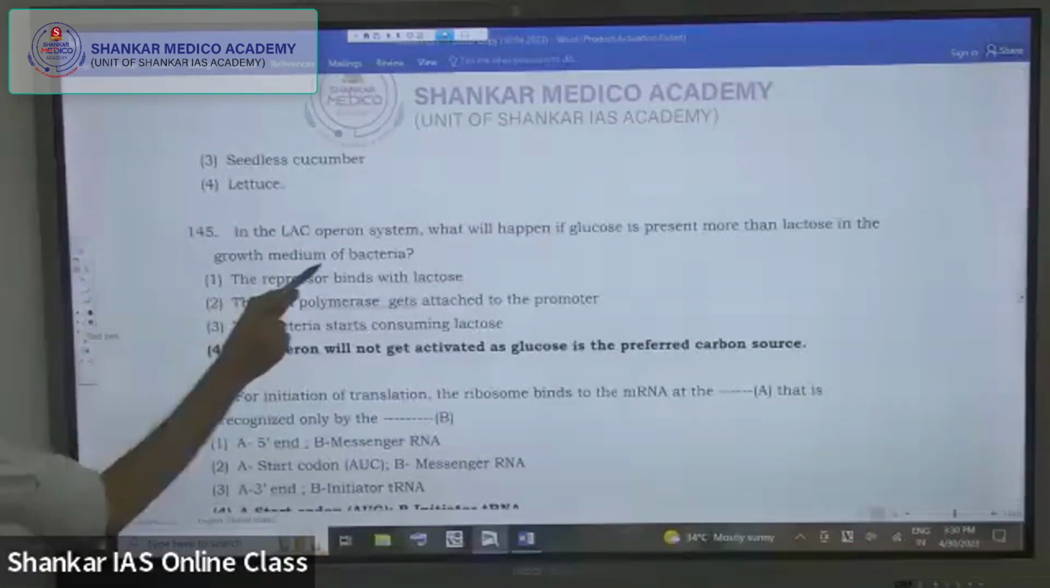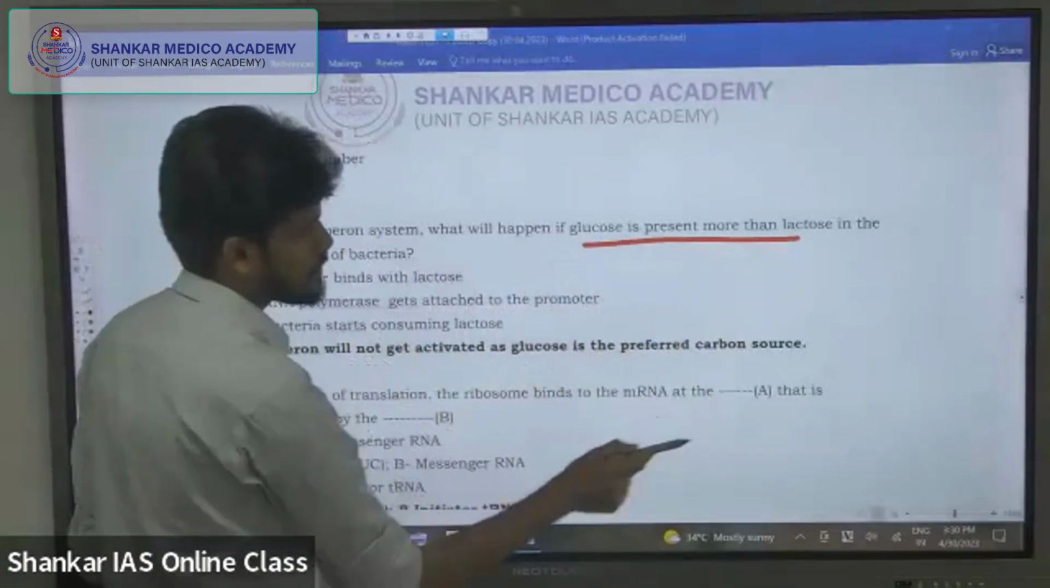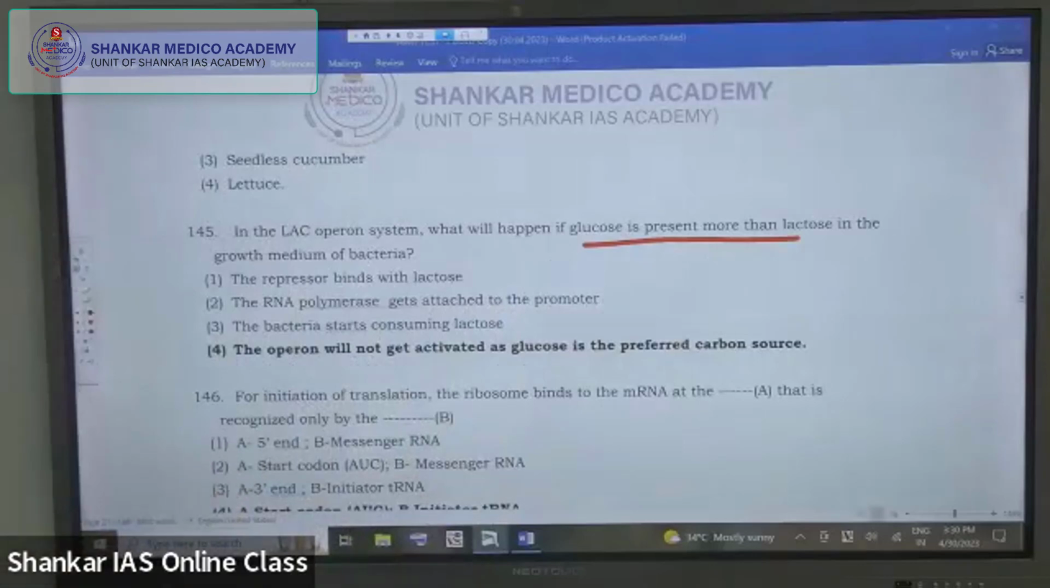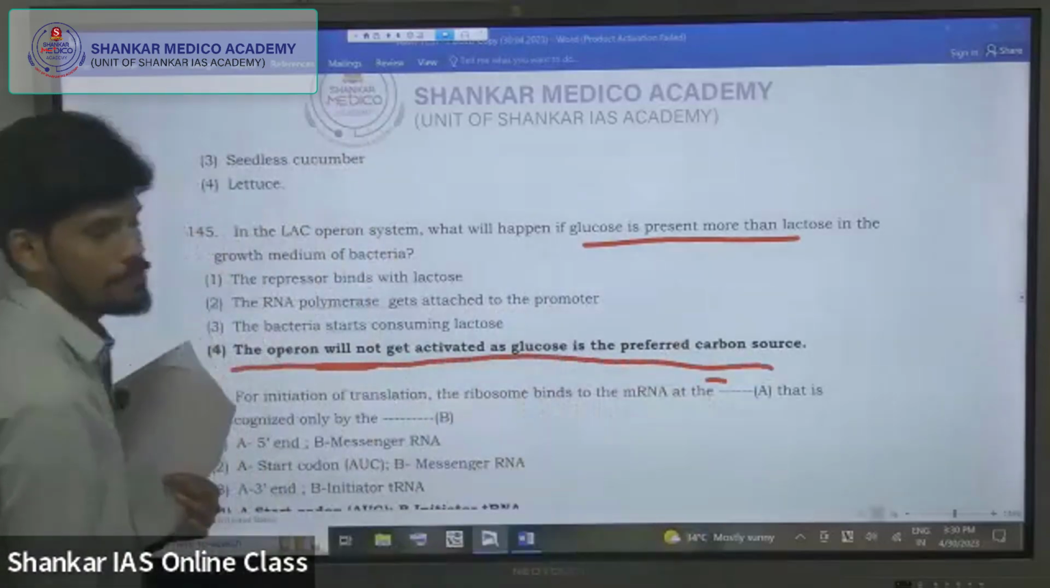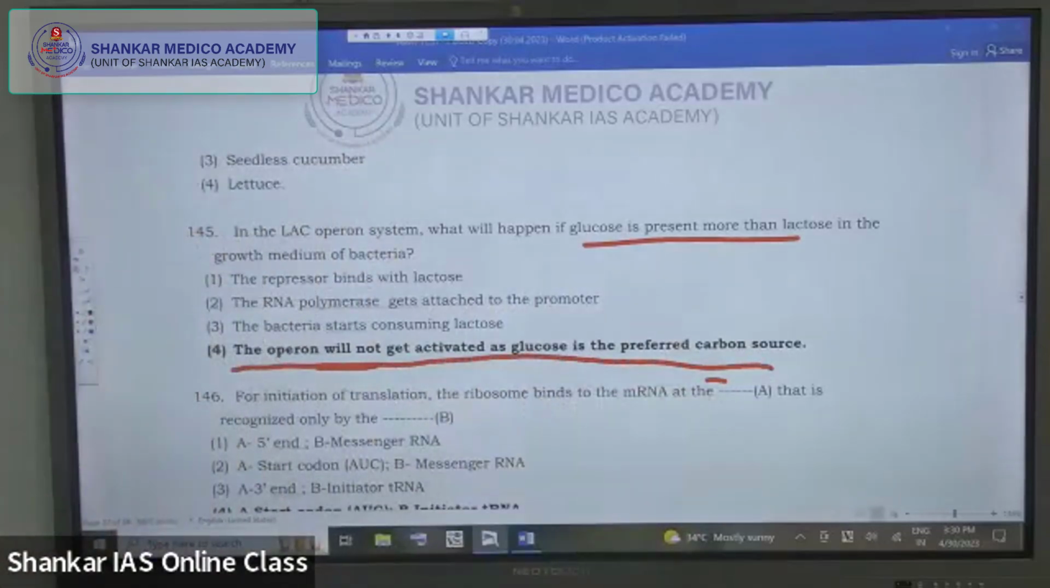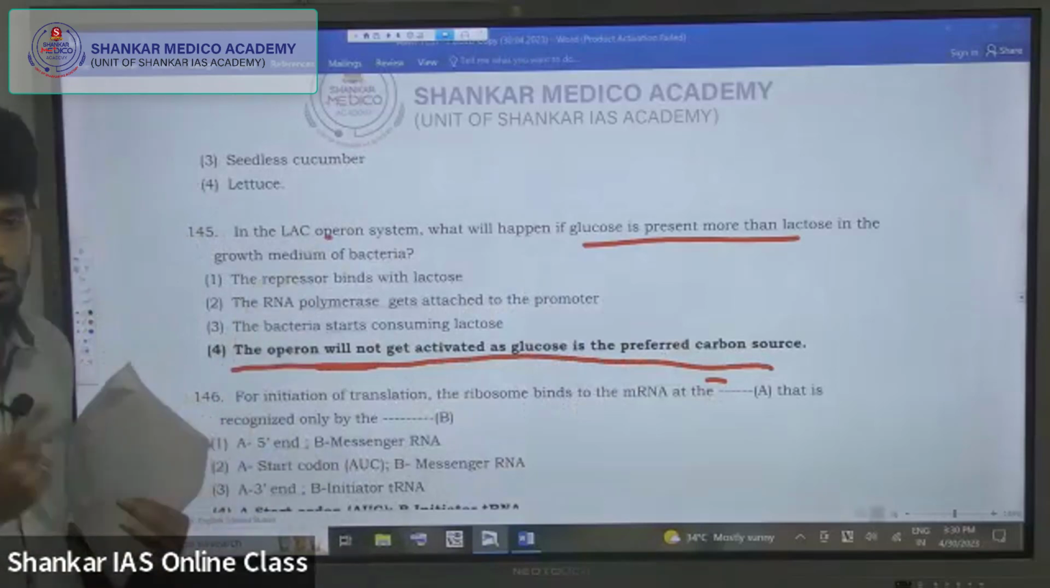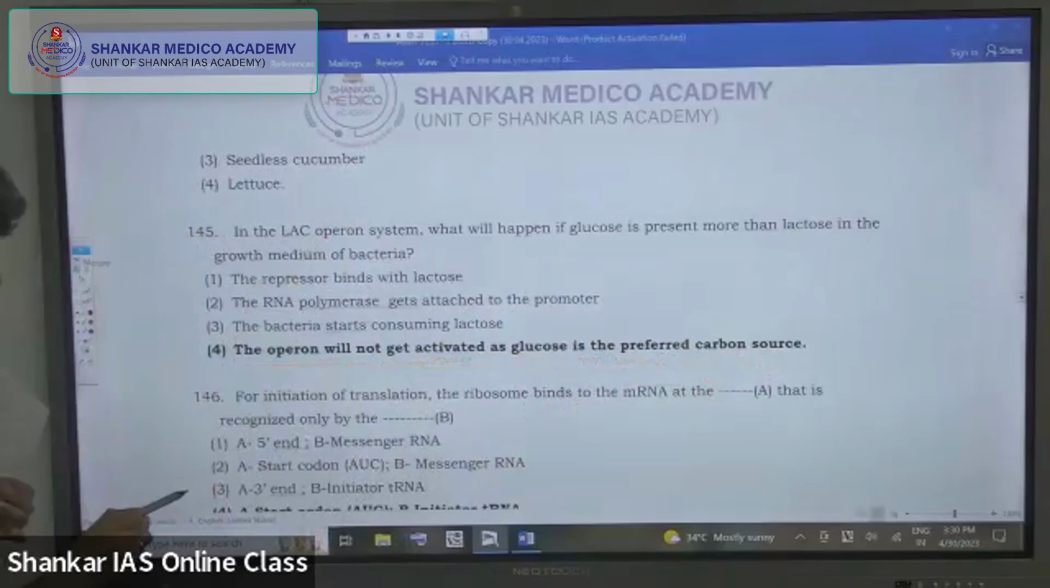So in lac operon system, what will happen if the glucose is present more than the lactose in the growth media of bacteria? If the glucose is sufficient, the bacteria will not initiate this operon. Bacteria operon will not be activated. So this will be the direct question. So operon will not get activated if the glucose will be the preferred carbon source. If the glucose is not the preferred carbon source, then only the lac operon system will be activated.